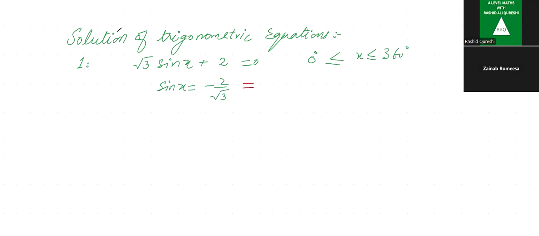How will we calculate the basic angle? You have to take the inverse trigonometric ratio of this expression, and you have to select the positive values. So you have to find sine inverse of 2 by root 3. When you use the calculator, sine inverse of 2 by root 3 becomes 60 degrees. So 60 degrees is the basic angle of this equation.